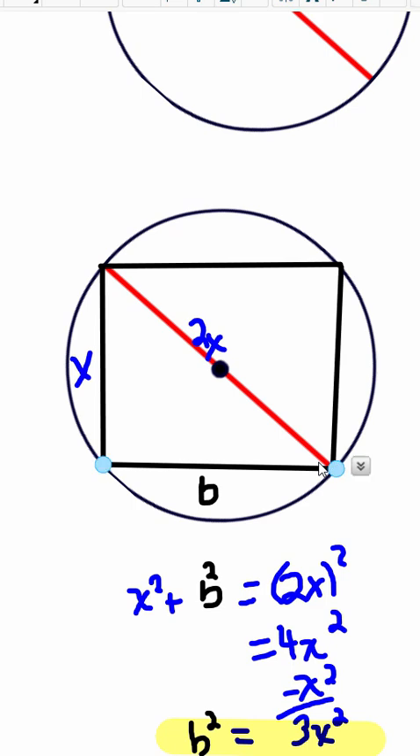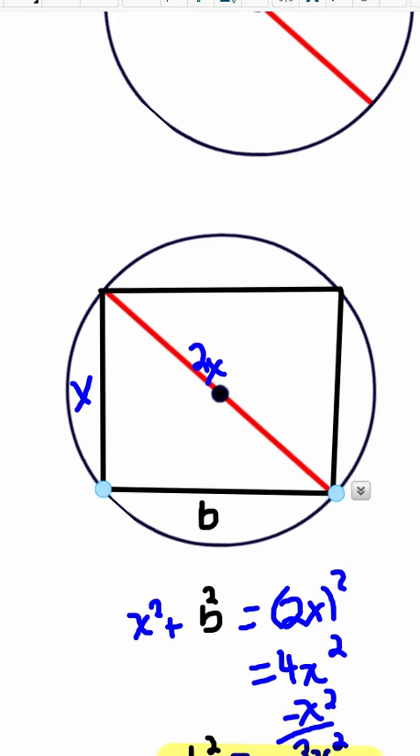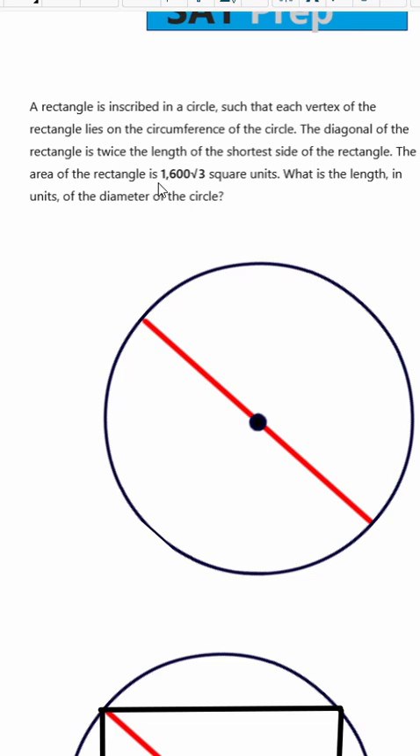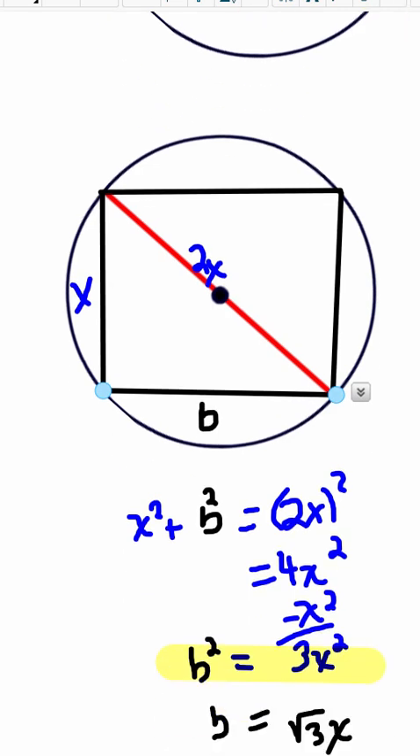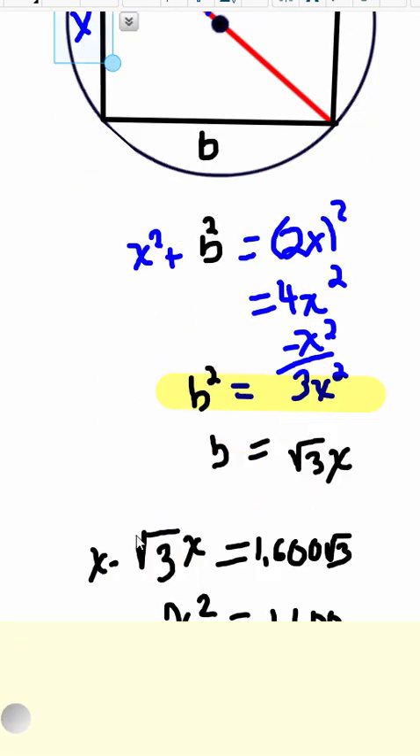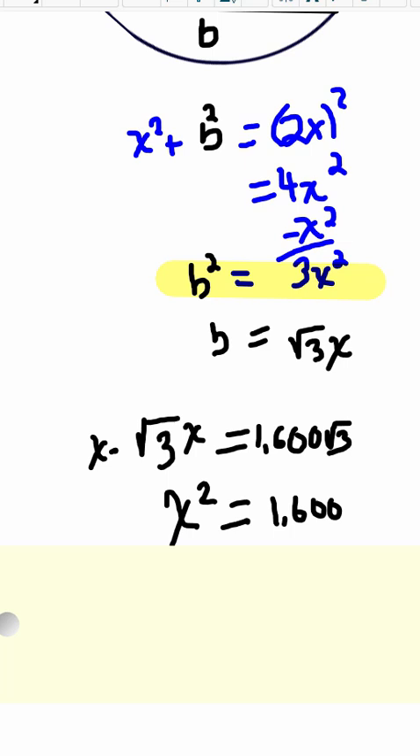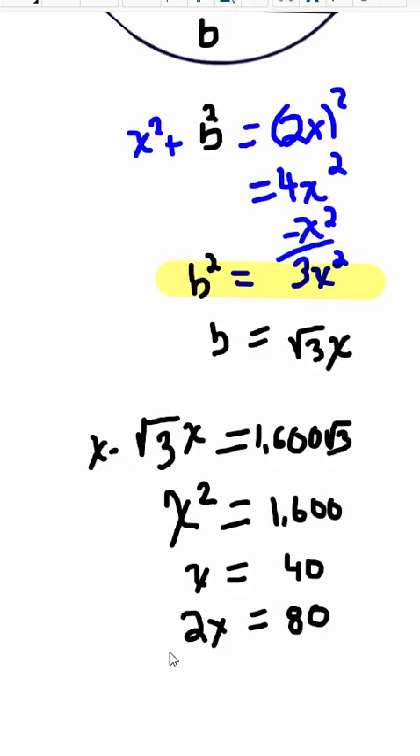This side is the square root of 3 times x, but we can now use this information that the area of the rectangle is 1600 square root of 3 units to find out what x is. So all we have to do is say x times square root of 3 x, or b, is 1600 square root of 3. So let's divide both sides by the square root of 3, right? It's on both sides, so we can divide both sides by it. To get x squared is 1600. Take the square root of both sides. To get x is 40, and they want to know what the diameter is. And if you remember, the diameter is 2x, so it's going to be 80. So 2x is going to be 80.